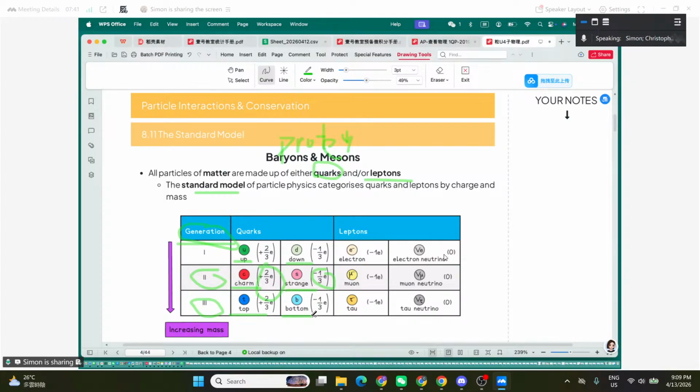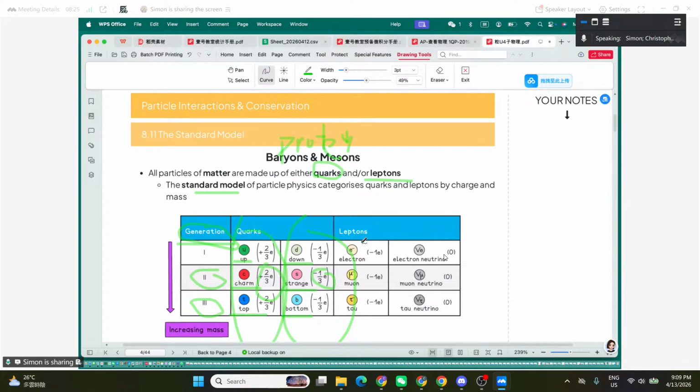For example, in generation one, we classify the quarks into the up quark and down quark. In generation two, we have the charm quark and the strange quark. In generation three, there are the top quark and the bottom quark. If they are the up quark, charm quark, or top quark, the charge is positive, and the charge quantity is 2 over 3. If they are the down, strange, or bottom quark, the charge is negative, and the charge quantity is negative 1 over 3.